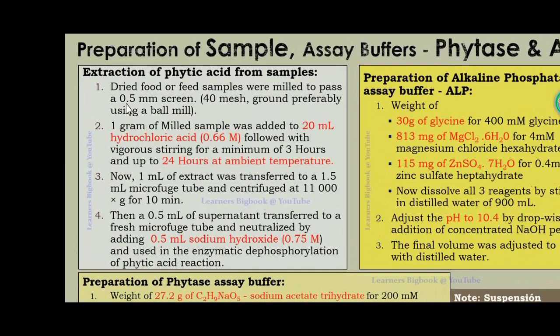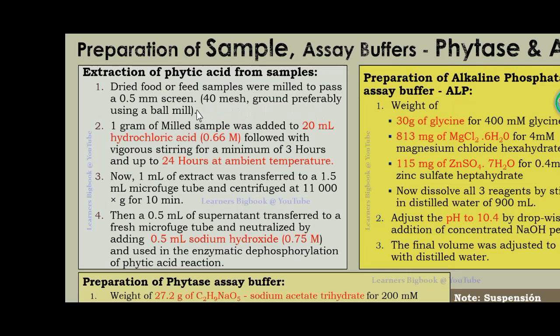Now here, we are preparing the sample extraction, where phytic acid will be extracted from samples. We are going to take some amount of the sample, which can be any food or feed sample, and it is going to be milled and passed through a 0.5 millimeter screen so we can get a fine sample. It can be done through 40 mesh ground, preferably using a ball mill, and if not, you can also use other alternatives.